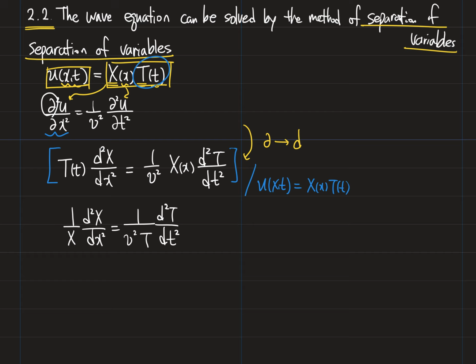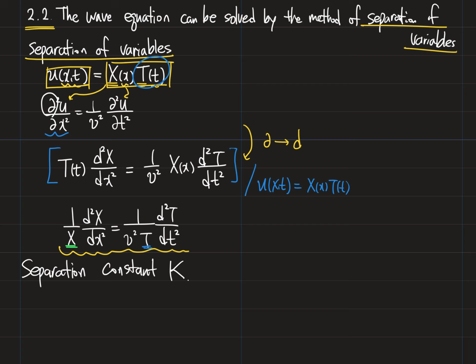The separation. So this equation represents a crucial insight. The left side is a function of x only, because the capital X is only a function of small x, right? And the right side is only a function of time t, right? The capital T is only a function of time t.